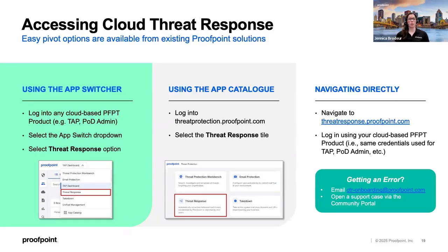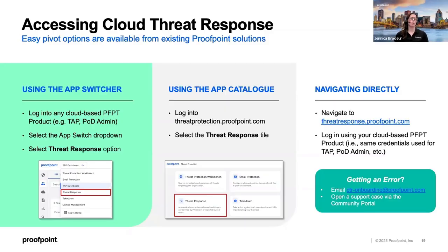We pick an initial user and we provision that tenant. So if you'd like to check if you have access to it, and if you're that initial user, you can use the app switcher. You can go to any cloud-based product here at Proofpoint, so that might be the TAP dashboard or the email protection cloud admin interface, and go into that app switcher dropdown and select threat response. You also can go into the app catalog, so you can navigate to threatprotection.proofpoint.com and you'll see the threat response tile and you can select that. Or you do have the ability to go directly to threatresponse.proofpoint.com and you'll log in using the same credentials you use for any other cloud-based solution here at Proofpoint.